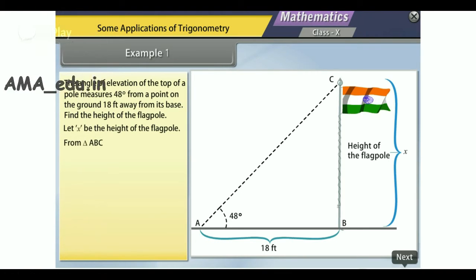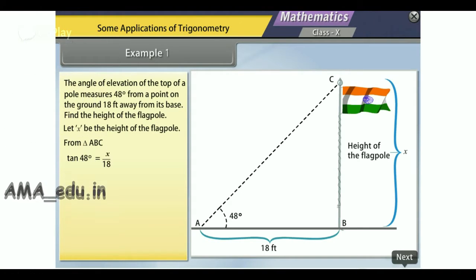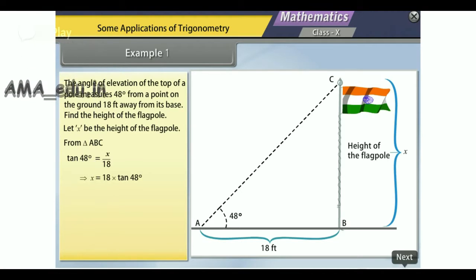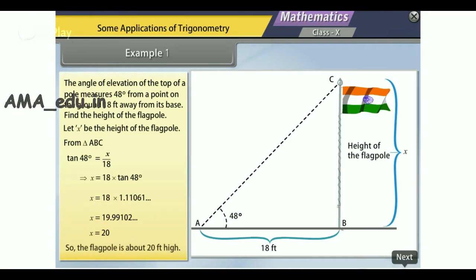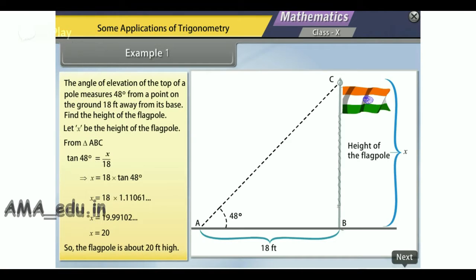From triangle ABC, tan 48 degrees is equal to x upon 18, which implies that x is equal to 18 into tan 48 degrees, which equals 18 into 1.11061 and so on, which is equal to 19.99102 and so on, which equals to 20. So the flagpole is about 20 feet high.